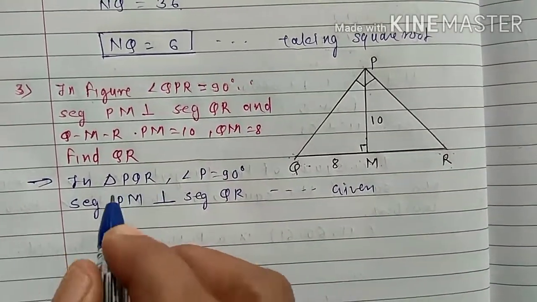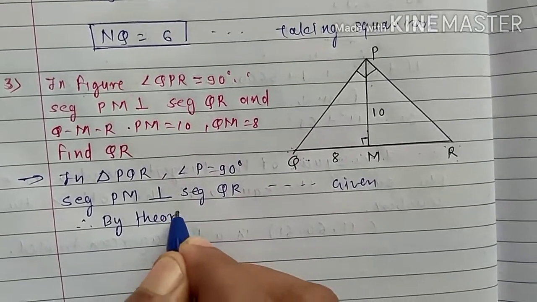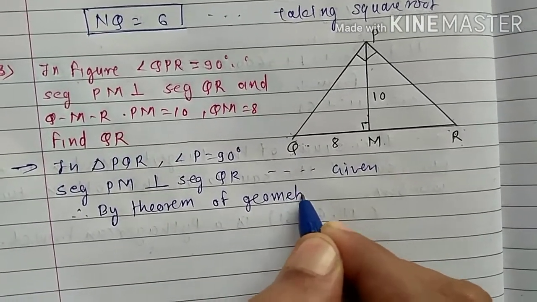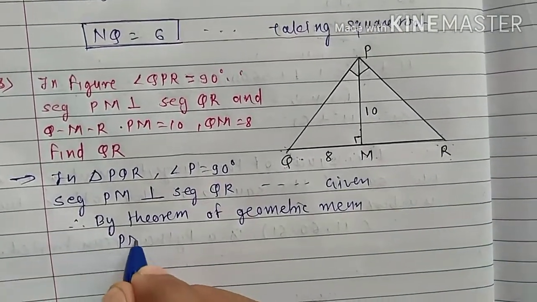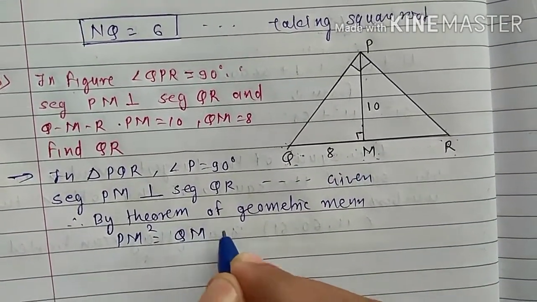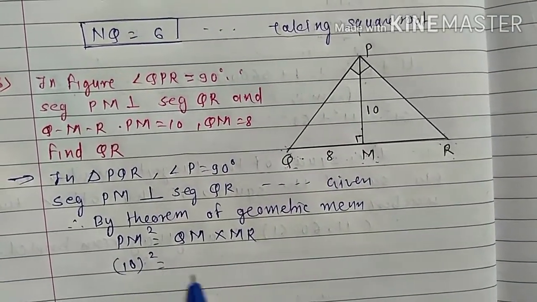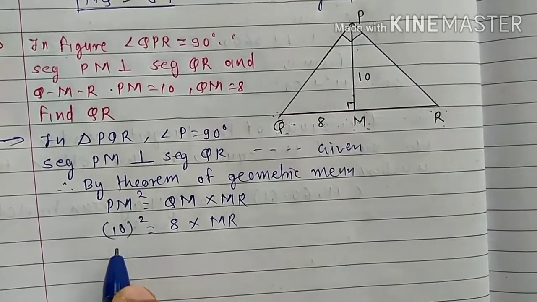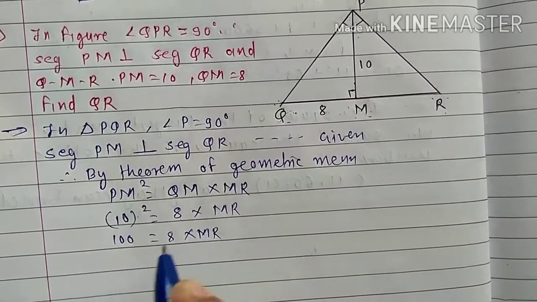So by the theorem of geometric mean, PM square is equal to QM into MR. Here PM is 10, squared, QM is 8 into MR. 10 square is 100, equals 8 into MR.